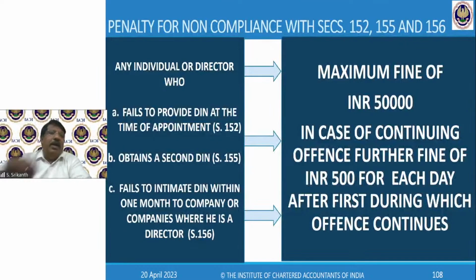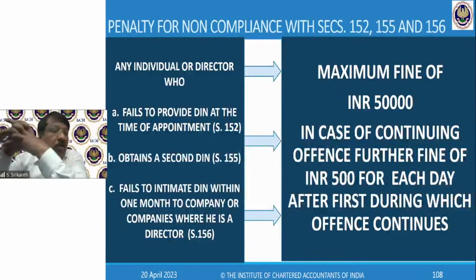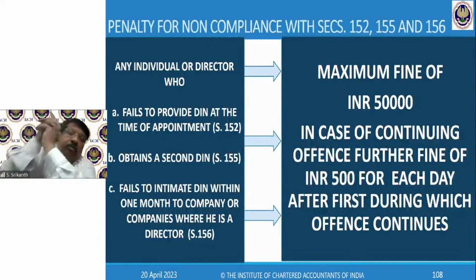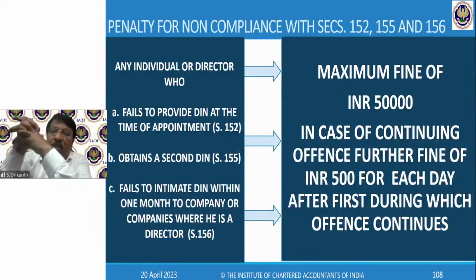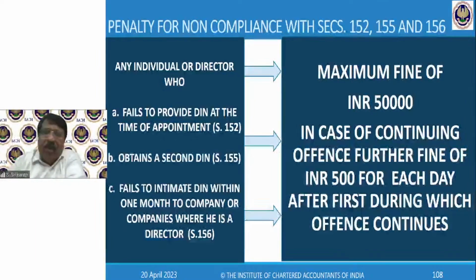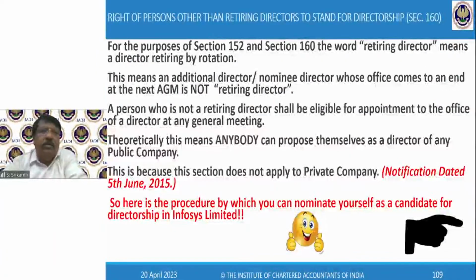Any individual or director who fails to provide DIN at the time of appointment, obtains a second DIN, or fails to intimate DIN within 1 month to the company, his duty, faces a maximum fine of 50,000, with a continuing offense of 500 for each day after the first. Okay, fantastic.